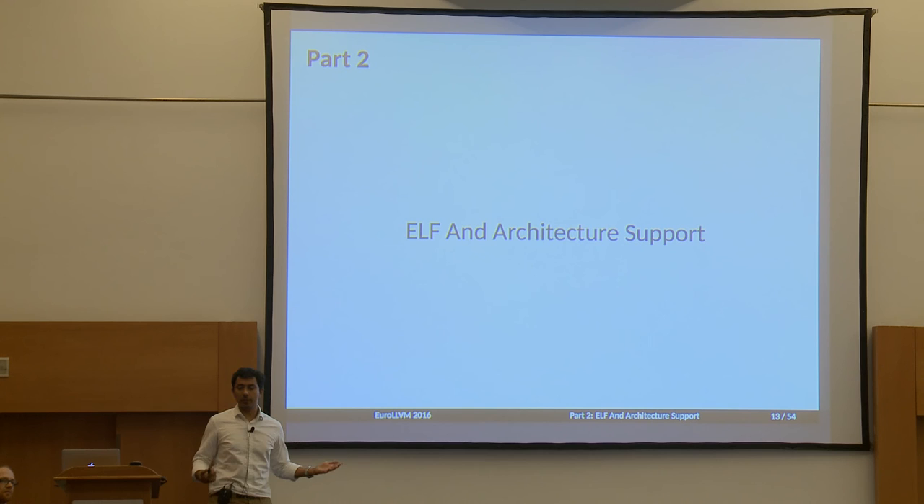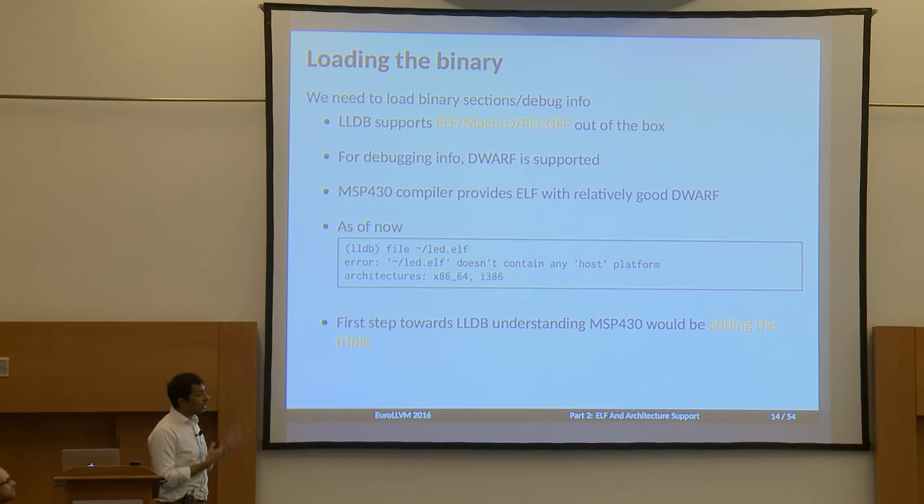LLDB already understands ELF, Mach-O or PE/COFF executables. It understands DWARF very well. And the MSP430 GCC compiler provides an ELF with relatively good DWARF. So it should be pretty straightforward to get it working, right? When you try to load the executable for the first time, it complains that it doesn't understand the architecture. So the first step would be to add the MSP430 triple to LLDB.